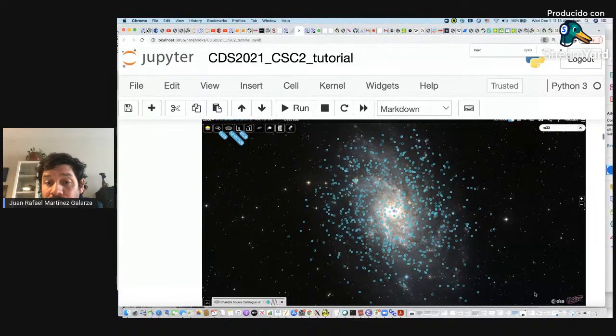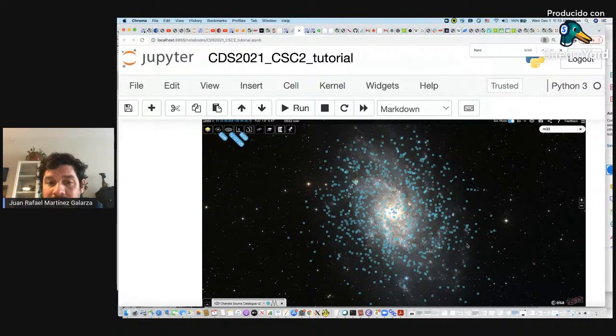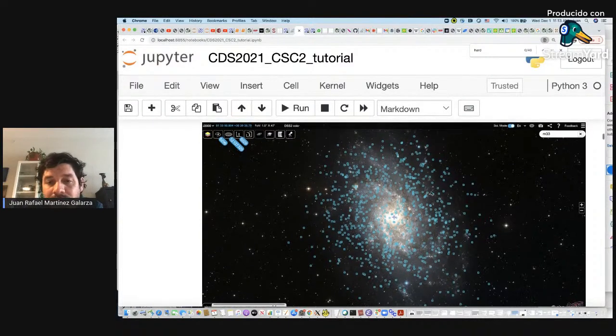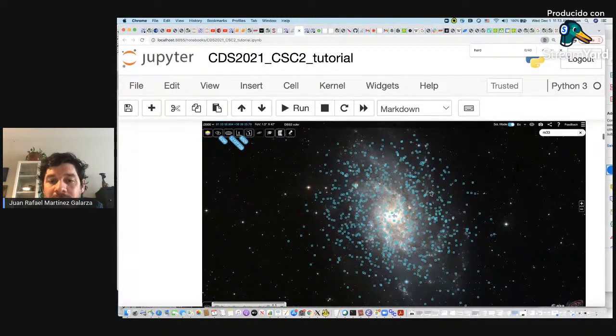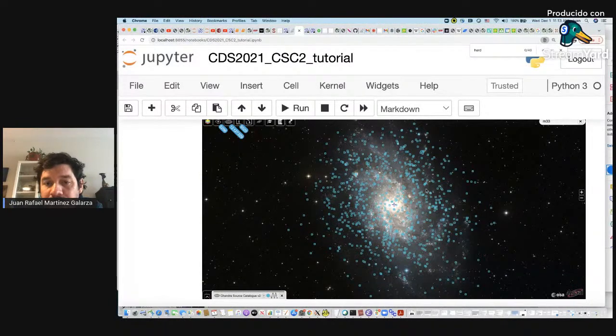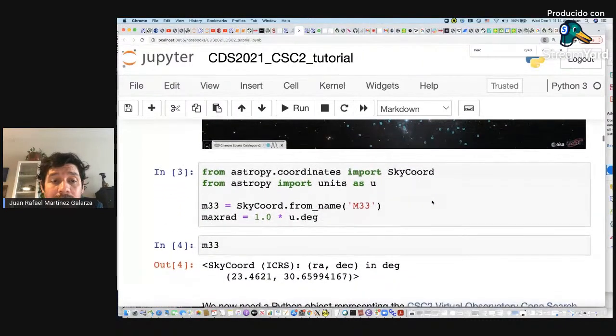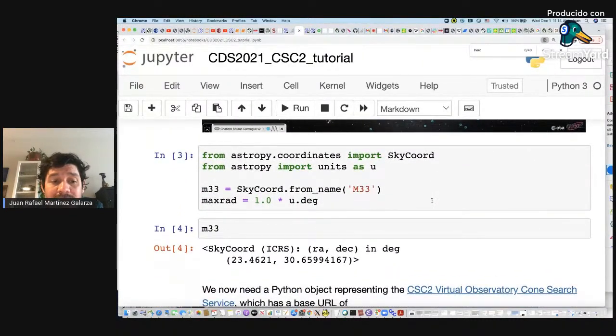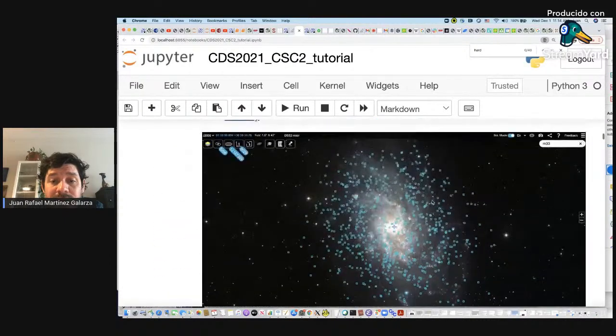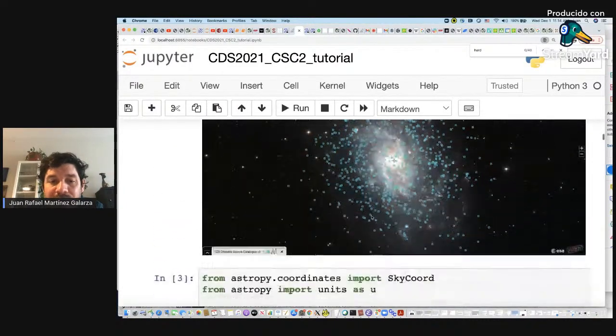If you Google ESA Sky, you will get this beautiful visualization of astronomical data that you can play with. And this is just a visualization of M33, and every point here is actually a source in the Chandra Source Catalog. Every single point here corresponds to an X-ray source. Many of them, I am going to guess, are X-ray binaries, et cetera. So the first thing is you can very easily do this search in the Chandra Source Catalog. This is just a visualization. I haven't done anything with data here yet.